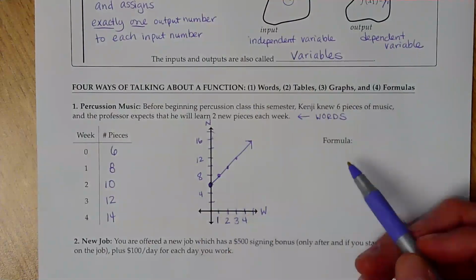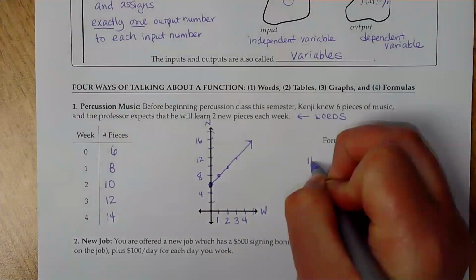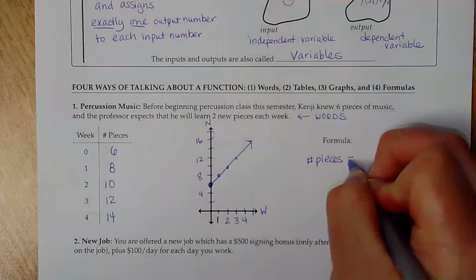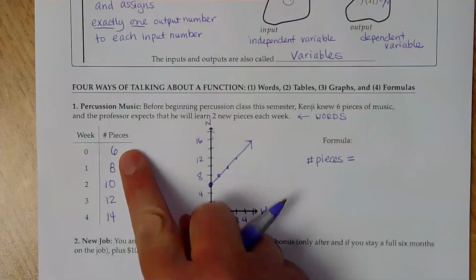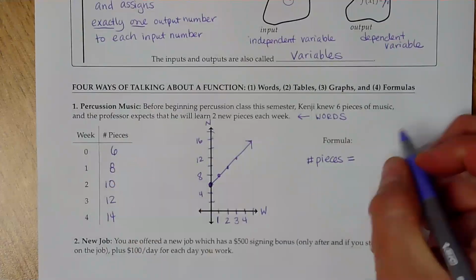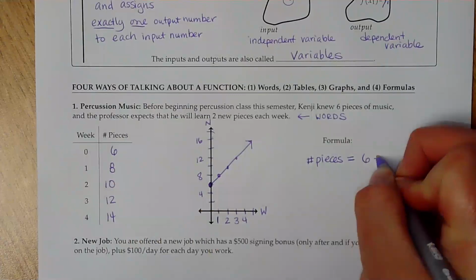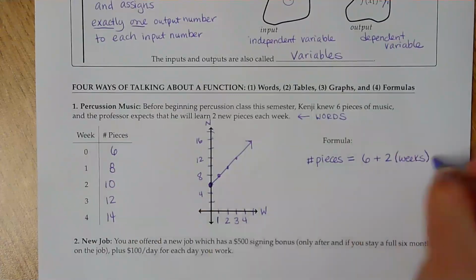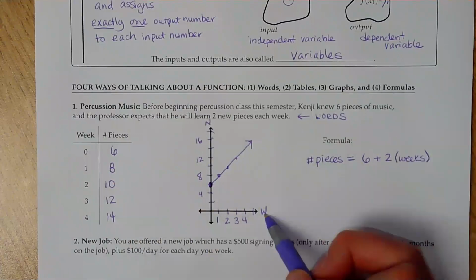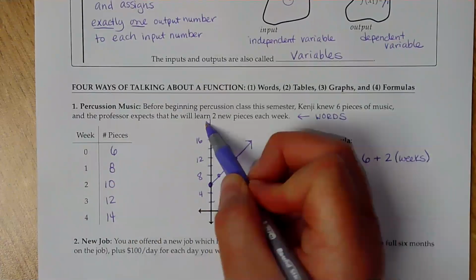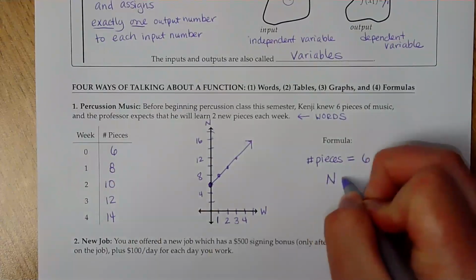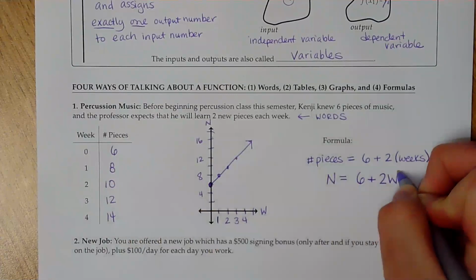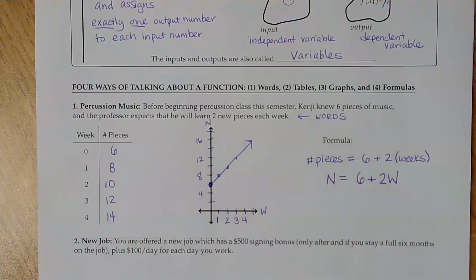So we know that the number of pieces is going to be equal to, we started with 6, and then we added 2 for each week. So we'll do 6 plus 2 times the number of weeks. Okay, and so I'm going to change that to match this W and N that we're using for variables. So N is equal to 6 plus 2W. Okay, so there is our formula.